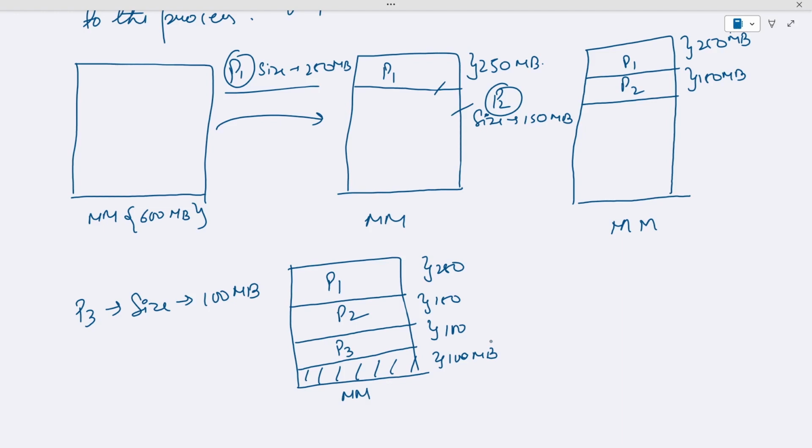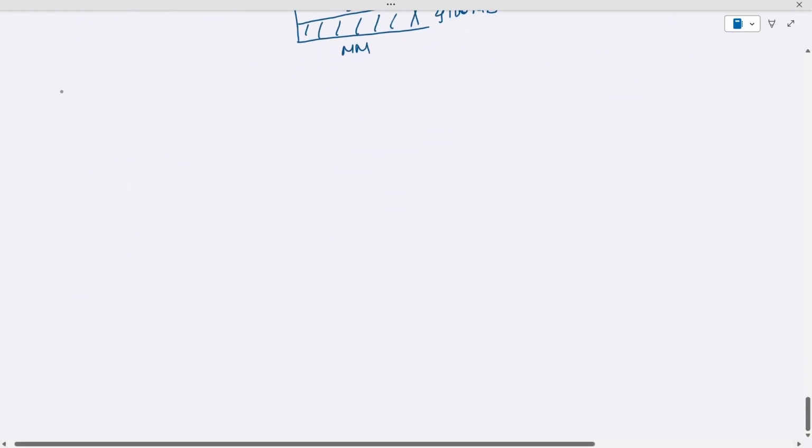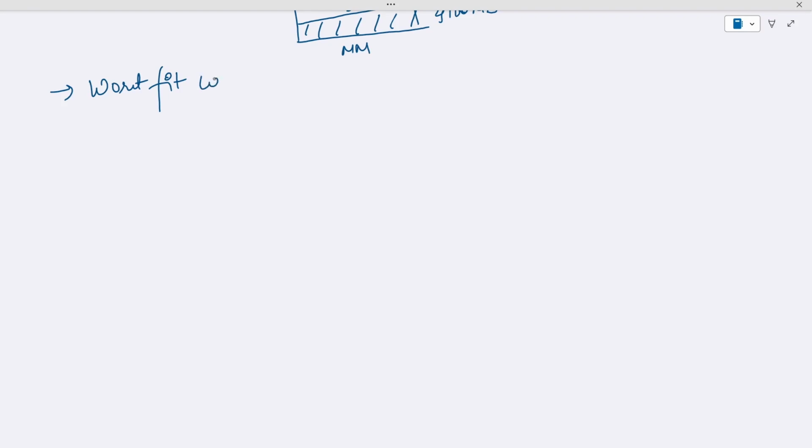In this case, worst fit works better in variable partition. If you are using dynamic partitioning or variable partitioning, then worst fit works best. In fixed partitioning, best fit works best, but in dynamic partitioning, worst fit works best.